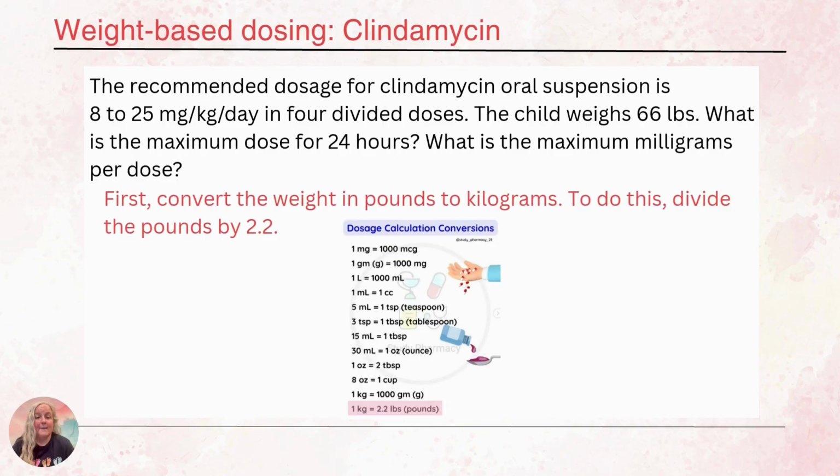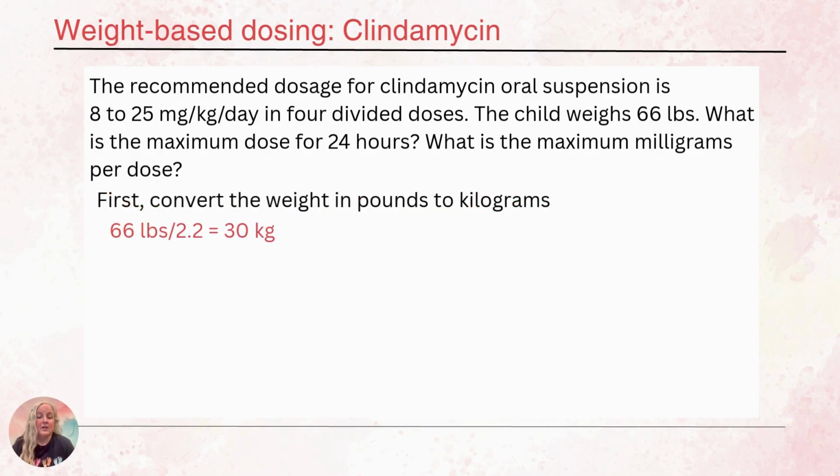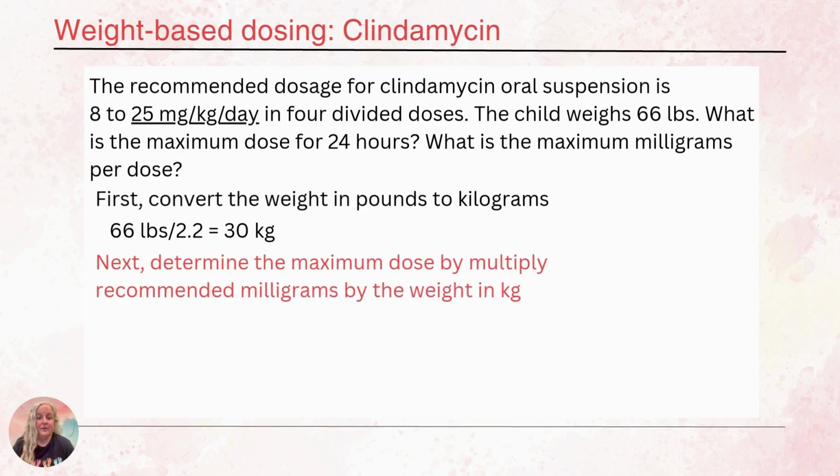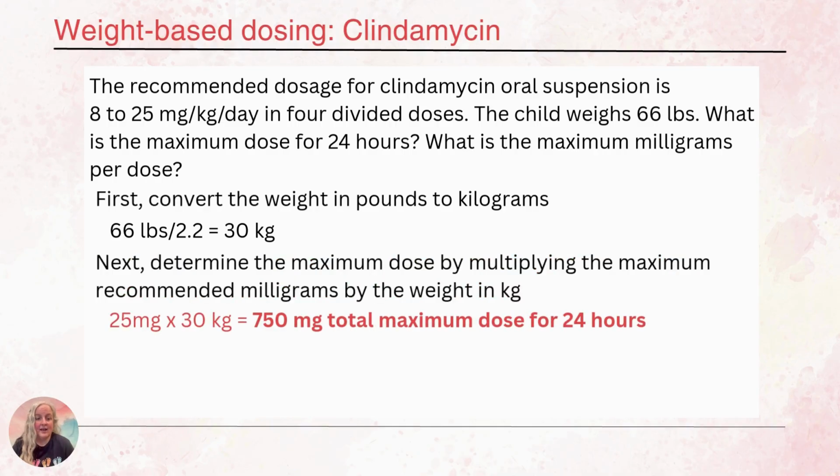First, convert the weight in pounds to kilograms. To do this, divide the pounds by 2.2. The child weighs 66 pounds divided by 2.2 means the child weighs 30 kilograms. Next, determine the maximum dose by multiplying the maximum recommended milligrams by the weight in kilograms. So we can see that the maximum was 25 milligrams times 30 kilograms equals 750 milligrams is the total maximum dose for 24 hours.